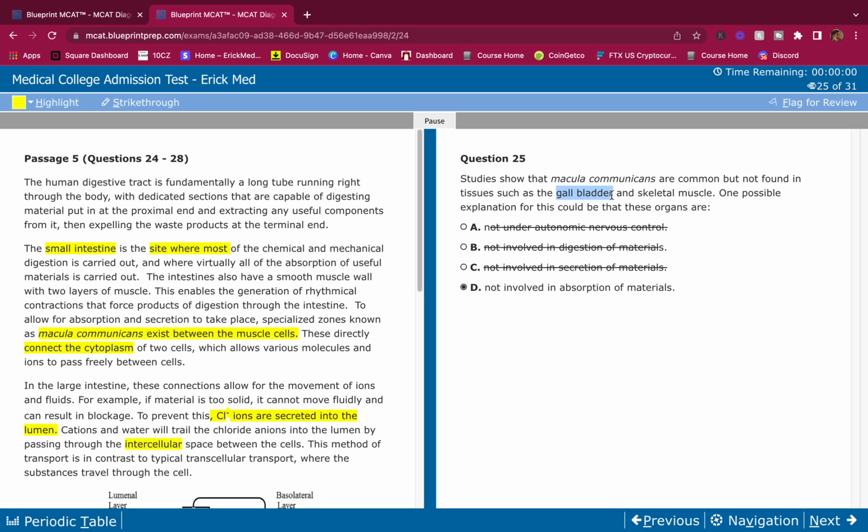Okay, there's a difference. Absorption is when we get those amino acids, those glucose, whatever is in our small intestine, and we pass it through the villi into the bloodstream. That's absorption. We're absorbing it into the blood, okay? Skeletal muscle is not involved in absorption. Gallbladder is not involved in absorption. Therefore, the answer is D, and I'm very confident that it is my answer, okay?